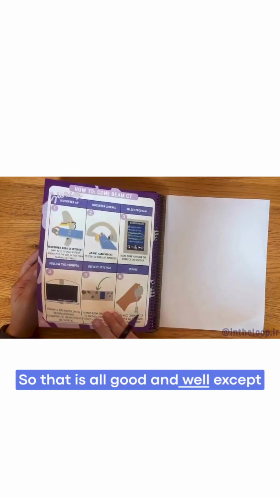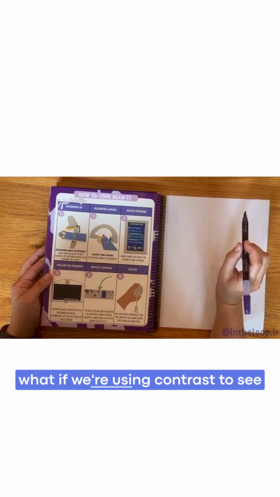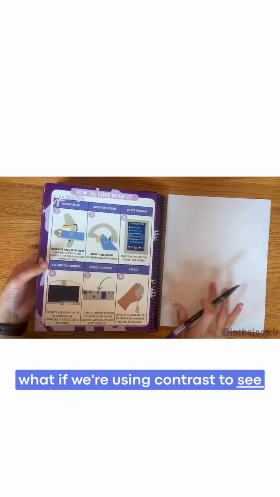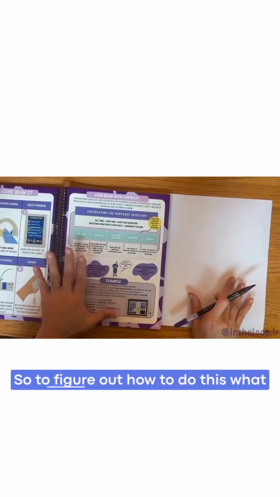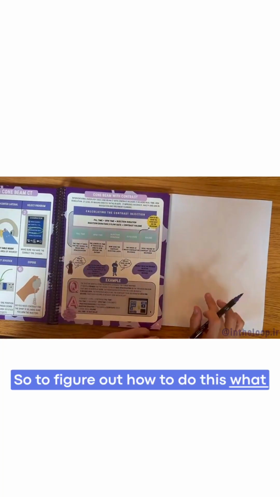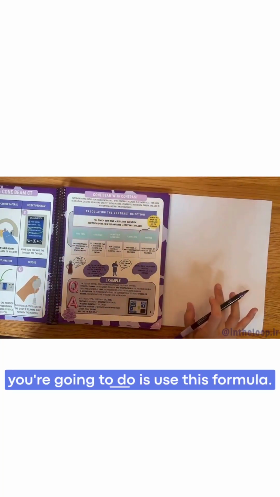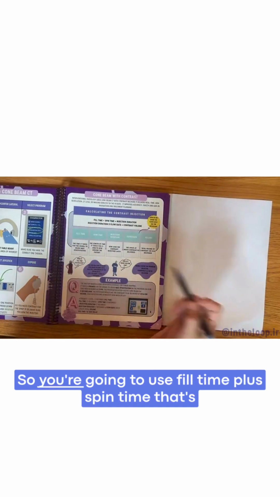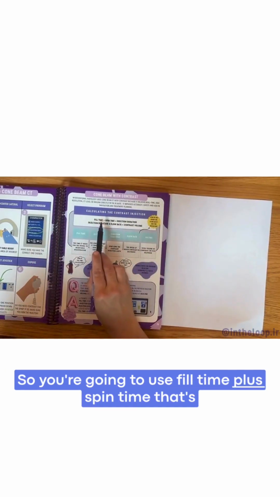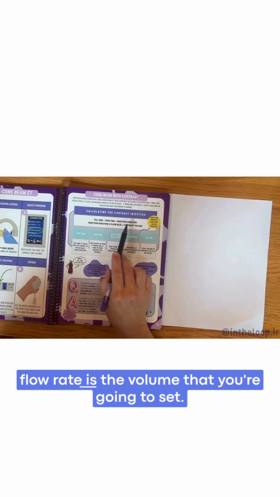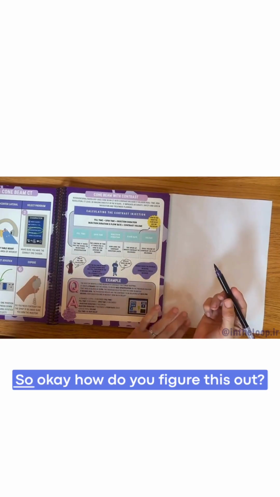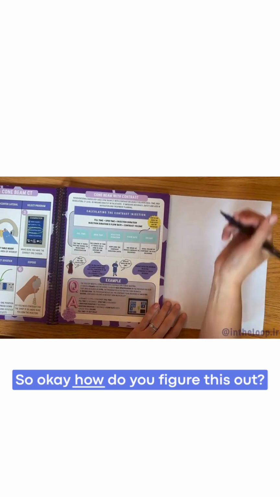So that is all good and well, except what if we're using contrast to see the vasculature? To figure out how to do this, you're going to use this formula. You're going to use fill time plus spin time. That's going to be your injection duration. And then your injection duration times flow rate is the volume that you're going to set.